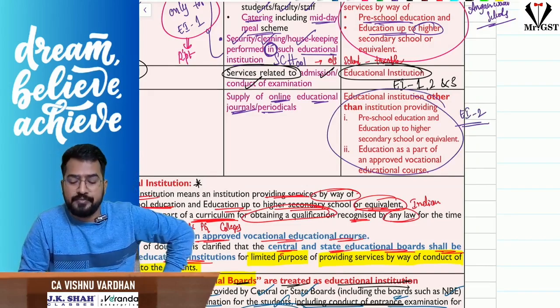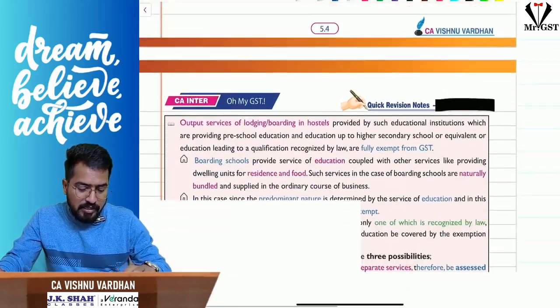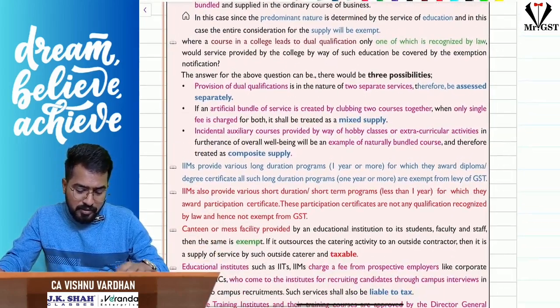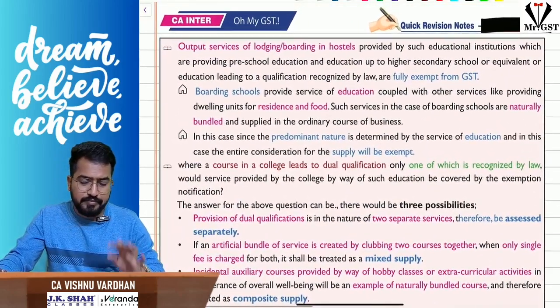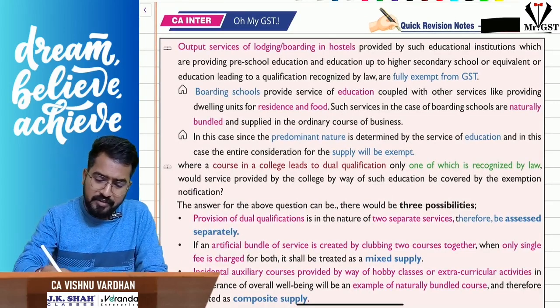Hope it is clear. Okay, so these are the purchases, and there are some other things also here. If you see here, there are some other small clarifications, all that stuff.